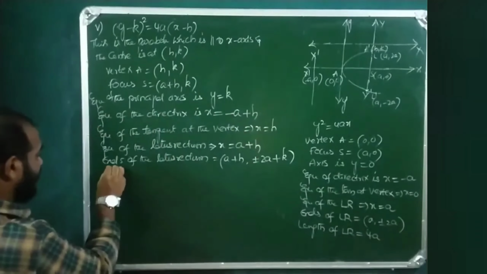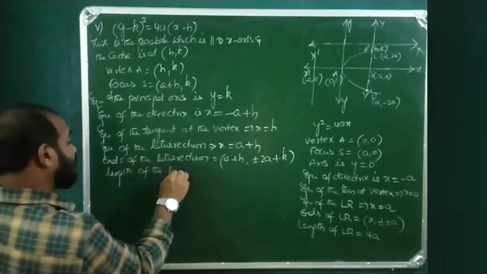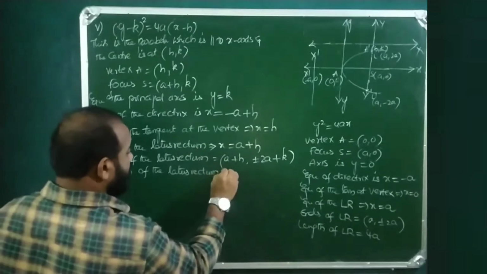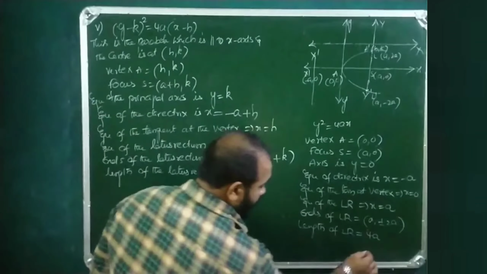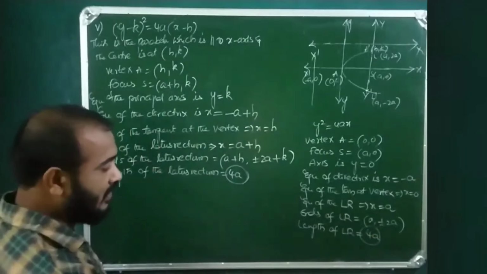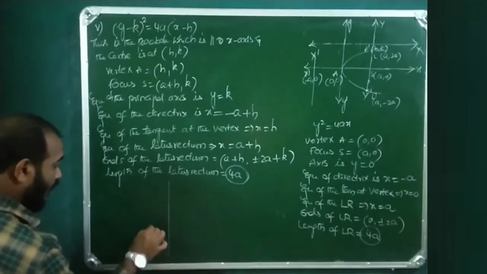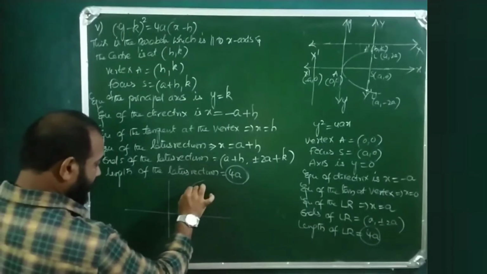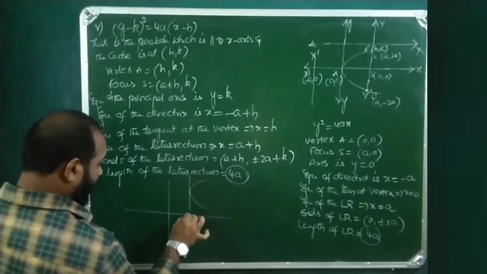And the length of the latus rectum is equal to 4a. So the length is not going to be varied. Here the lengths are the same. So the diagram of this will be now this. This is our parabola.